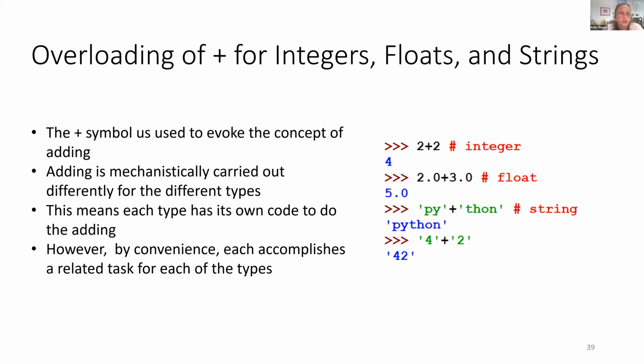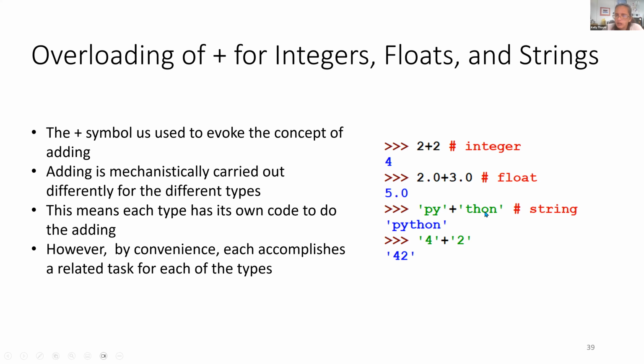The plus symbol is used to evoke the concept of adding things together. Adding is mechanistically carried out differently for the different types. It means that each type has its own code to do the adding. However, by convenience, each accomplishes a related task for each of the types. Here we see that integers can add together, so we have integer addition. We have floating point addition for 2.0 plus 3.0.